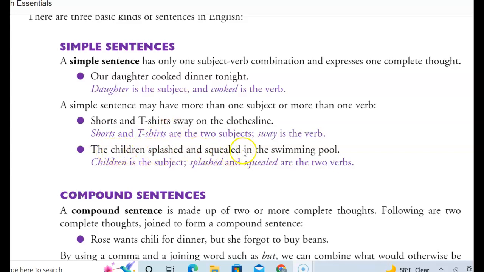Here, the children splashed and squealed in the swimming pool. So we had shorts and t-shirts, two subjects. Here we have the children, and what did they do? They splashed and squealed. So we have one subject, children, with two verbs, but it's only one combination. It'll make more sense when we go to compound sentences. Just remember, simple sentences have a subject, a verb, and they make sense. They are a complete thought.